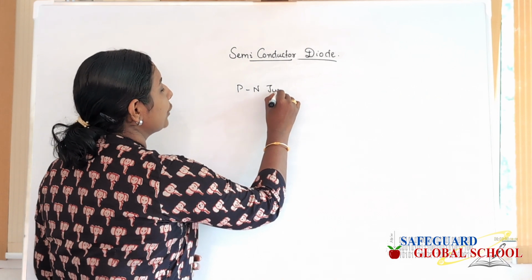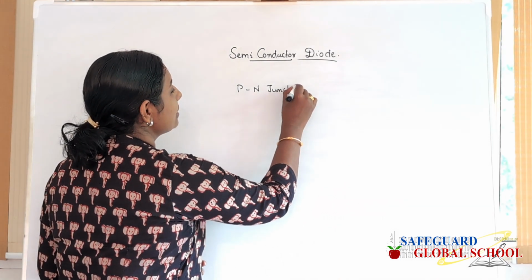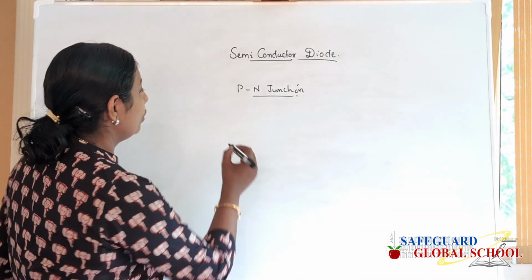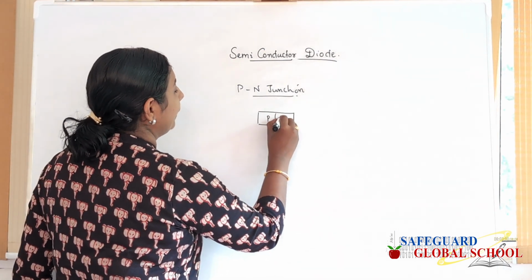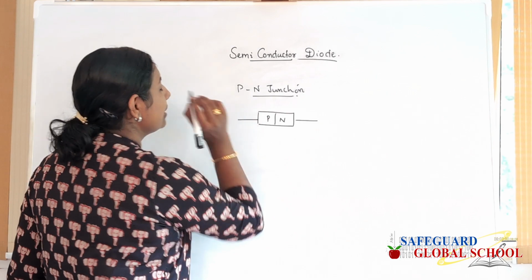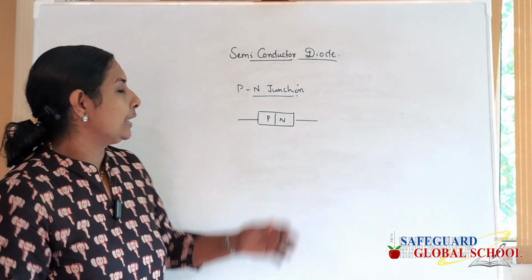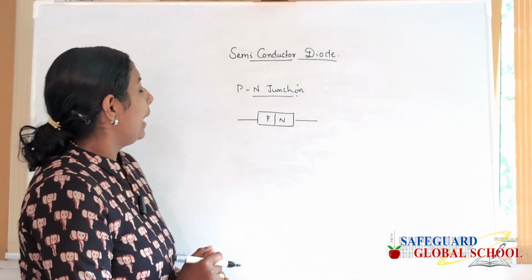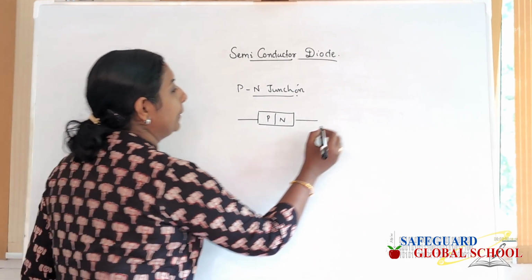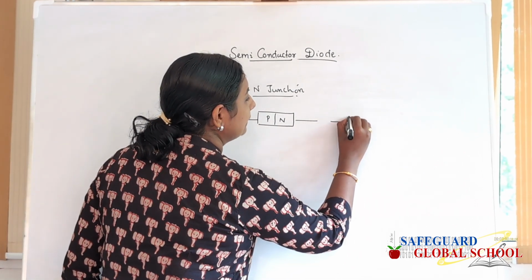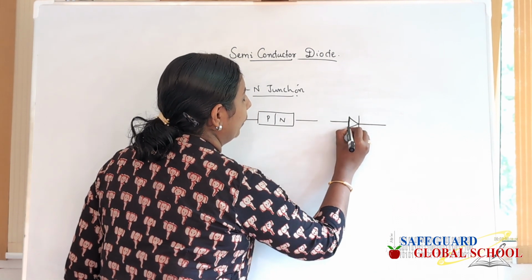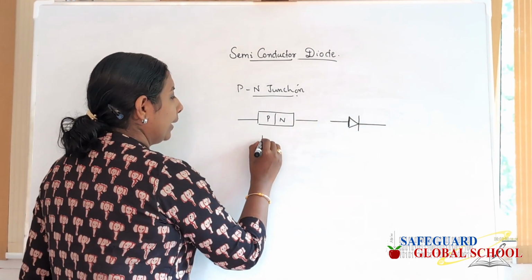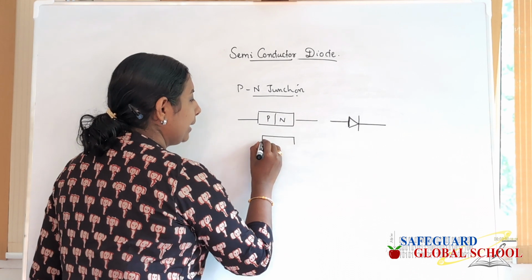So what do you mean by a PN junction diode? It's a PN junction with two metallic leads on both sides. When a PN junction is taken and it has two metallic leads, this is what is a PN junction diode. And the symbol of a PN junction diode is like this. This is the symbol of a PN junction diode. And in its makeup it looks like this.